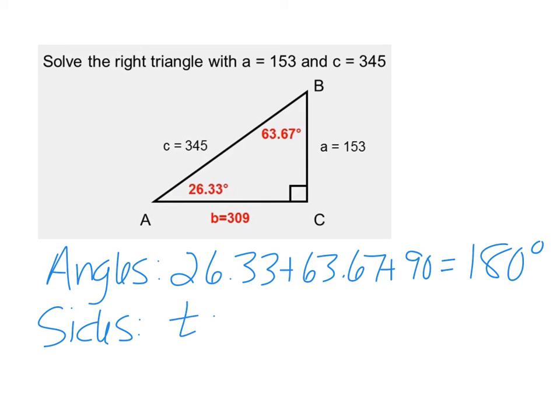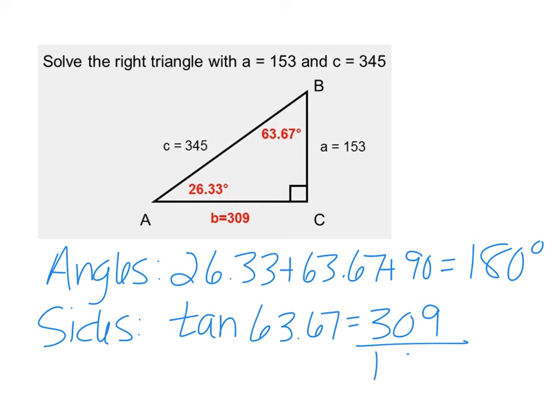I'm going to pick a trigonometric function, and I'm going to go with tangent of 63.67 is equal to the opposite, which is 309, over the adjacent, which is 153. And the tangent of 63.67 is 2.02, and the answer to 309 divided by 153 is 2.02, so my sides are in fact correct as well.